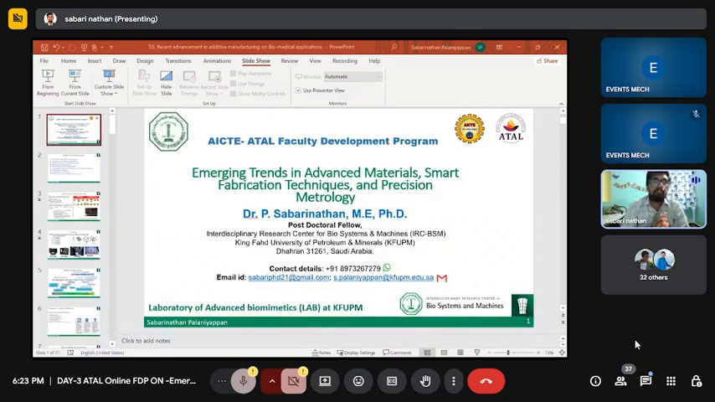So these are some of the applications. Then mass production orientation in conventional manufacturing.